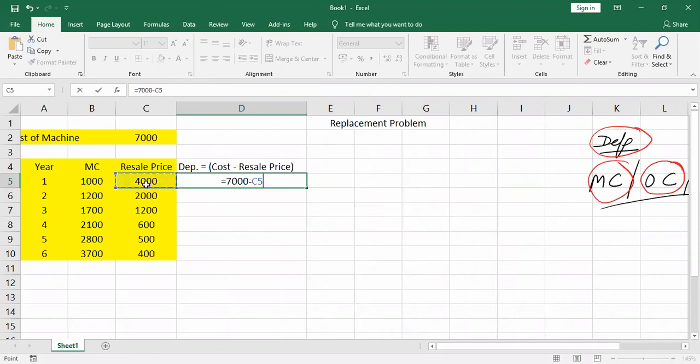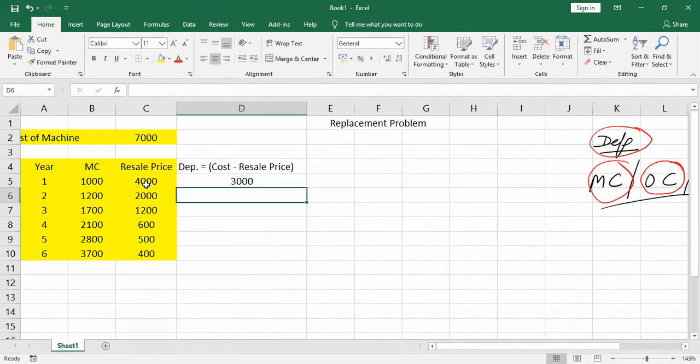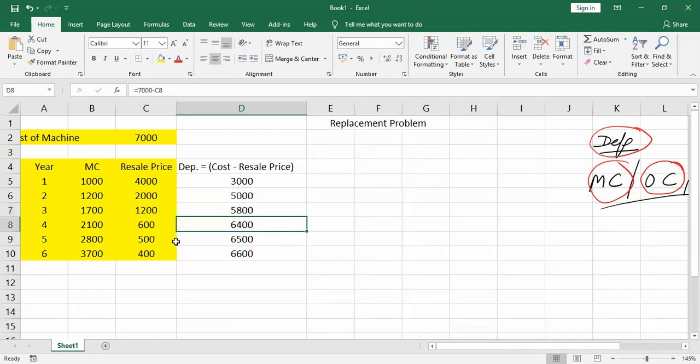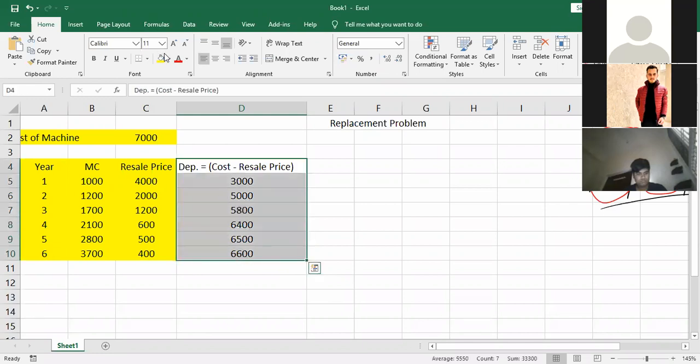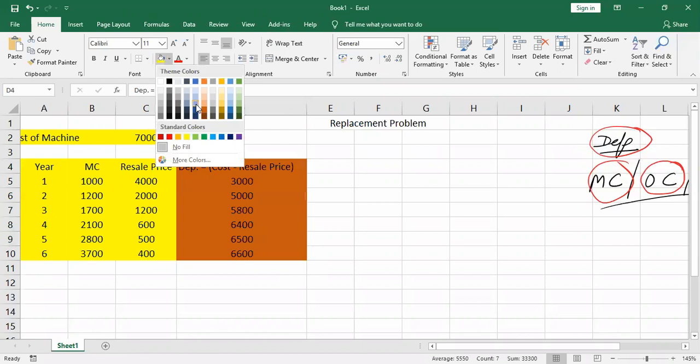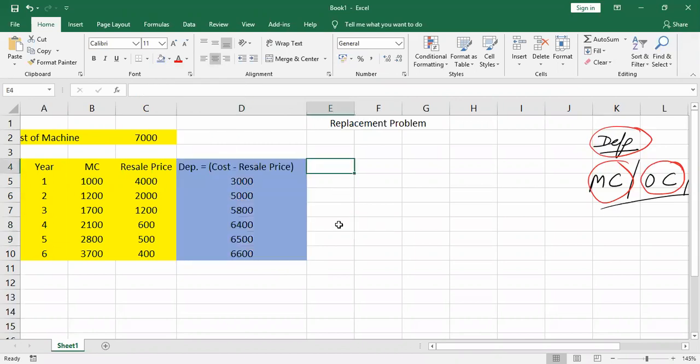7,000 minus 4,000 gives 3,000, which is my depreciation for the first year. Similarly, for the second year, 7,000 minus 2,000 is 5,000; 7,000 minus 1,200 is 5,800; 7,000 minus 600 is 6,400; 7,000 minus 500 is 6,500; 7,000 minus 400 is 6,600. This is the depreciation calculated by us. Now we are going to calculate the total cost.